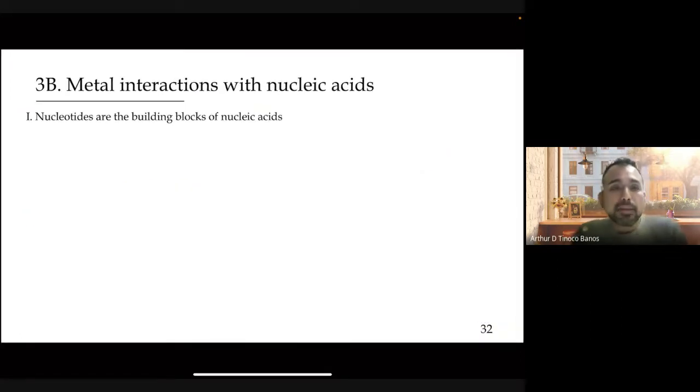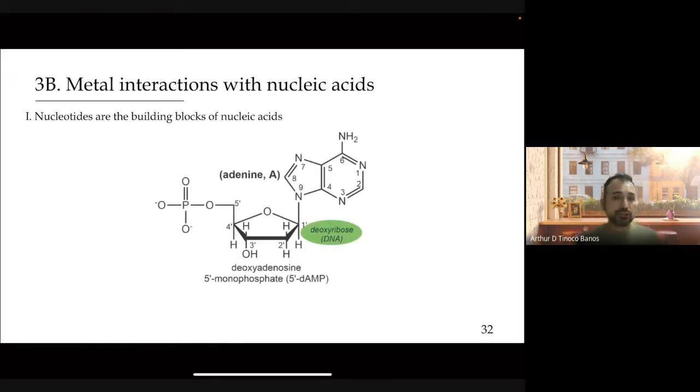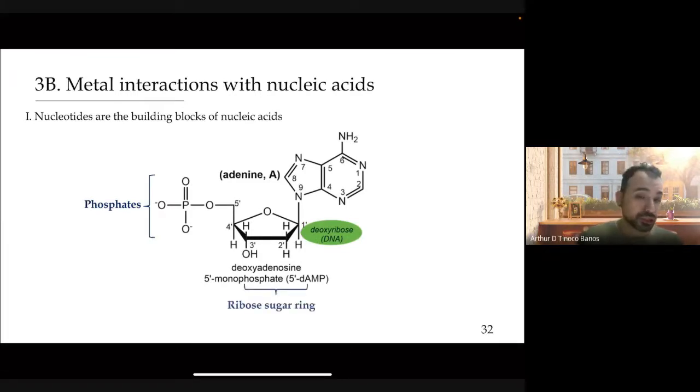Let's talk about metal interaction with nucleic acids. And so again, this is a type of polymer, right? And so we're going to look at it from the perspective of the building blocks, the nucleotides, so the monomers. All right, so let's look at the nucleotide. Here we have a representation of one. And so what are the features of the nucleotide? Well, we have the phosphate group. We also have the ribose, the sugar ring, okay? And then we have the base, okay? So those 3 components here.